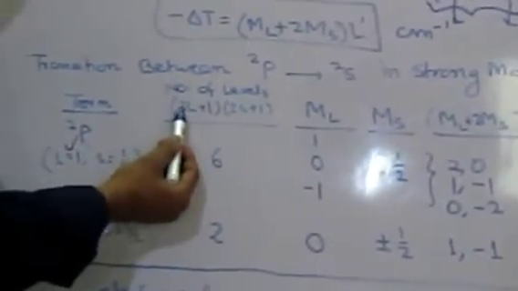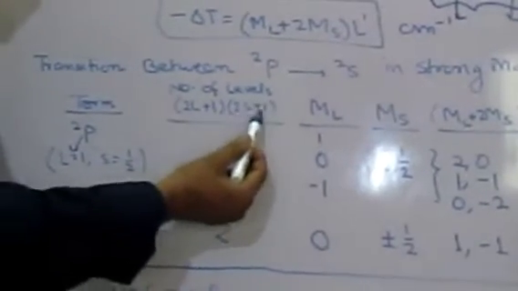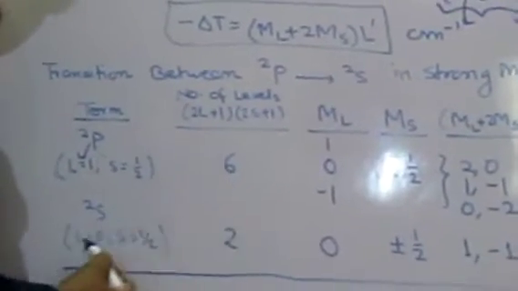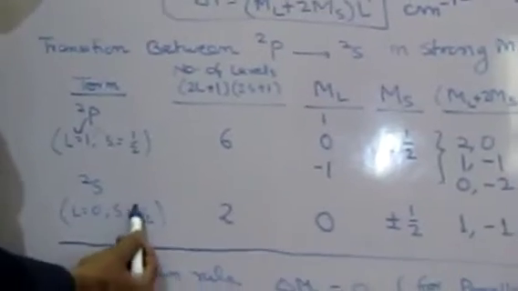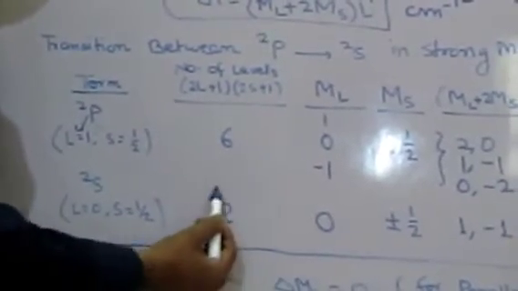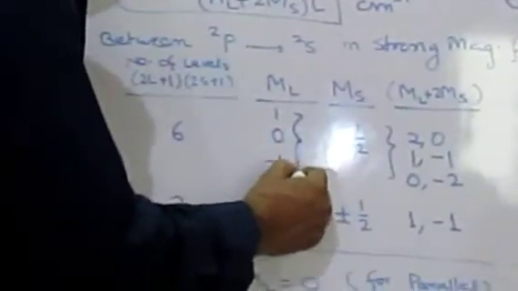So now L is 1. So for L is 1, (2 plus 1) is 3, multiplied by 2, we have 6 states. Similarly for L equal to 0, S equal to half, we have only 2 states. So now what will be the ml values?